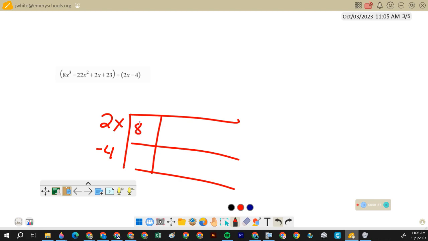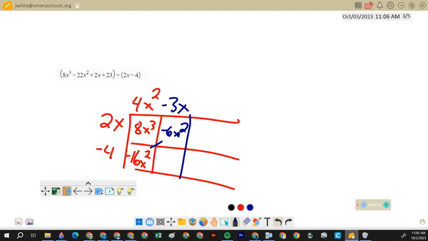and then we stick in 8x to the third, divide 8x to the third by 2x, and we get 4x squared. And then 4x squared times negative 4 is negative 16x squared. Add a column. Those two need to add up to be negative 22. We're at negative 16. How many more do we need? Negative 6x squared. Pull out a 2 and an x, and I get minus 3x.